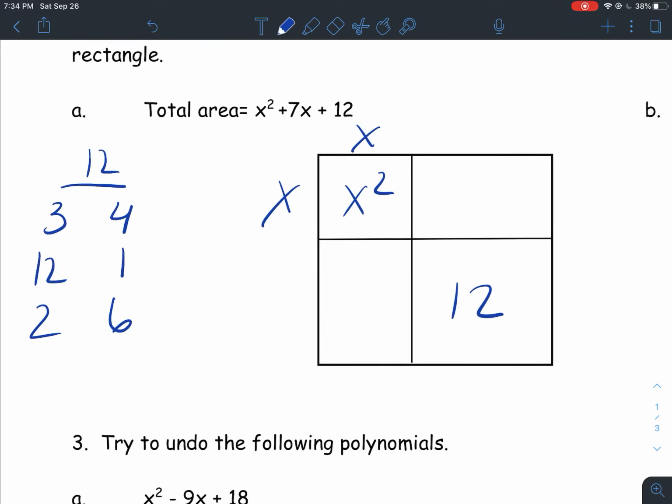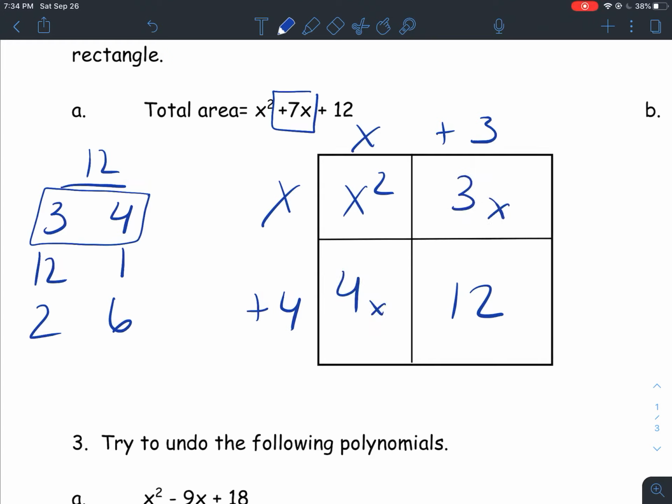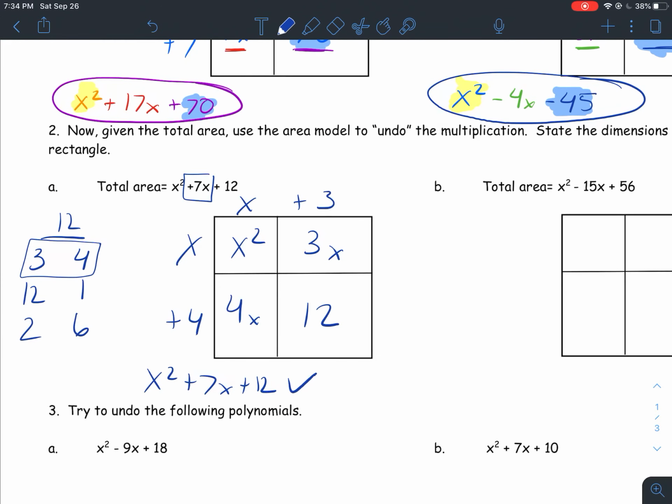So we can look at our answers here and think, are any of these going to add to a positive 7? Well, my 3 and 4 look pretty promising. So I can put a positive 3 and a positive 4. I'm going to check my work here. I'd get 4x, 3x. If I add those up, I end up with x squared plus 7x plus 12. So it looks like it checks out. If I wanted to undo the multiplication, I would factor. And my answer for factoring here would be x plus 3 and x plus 4. So that would be me undoing that multiplication.